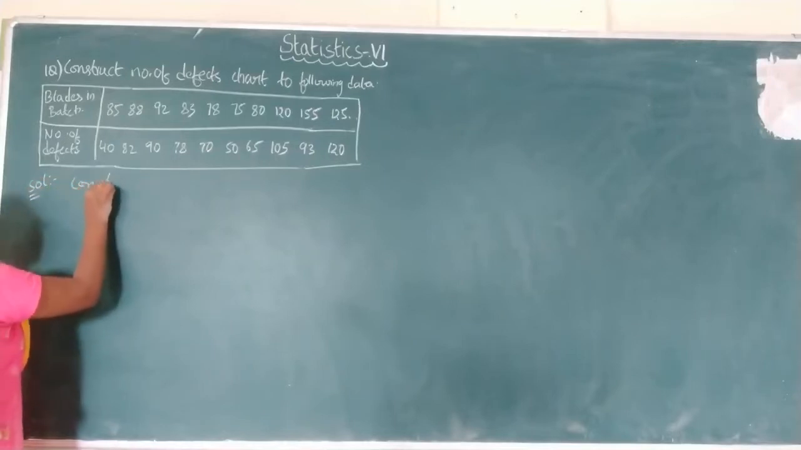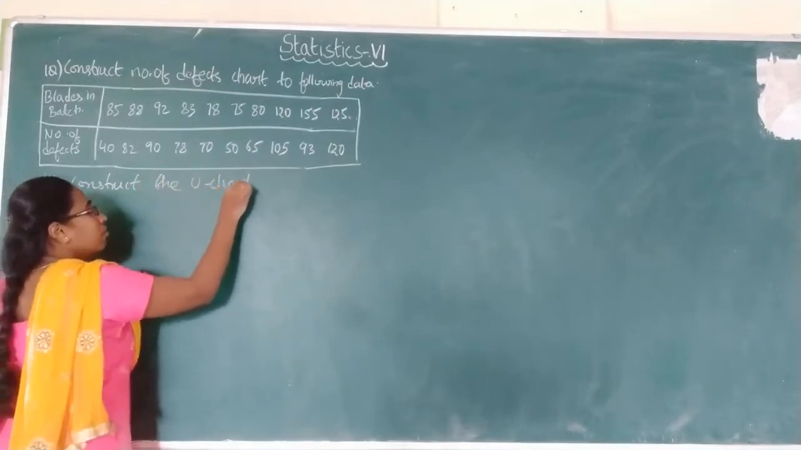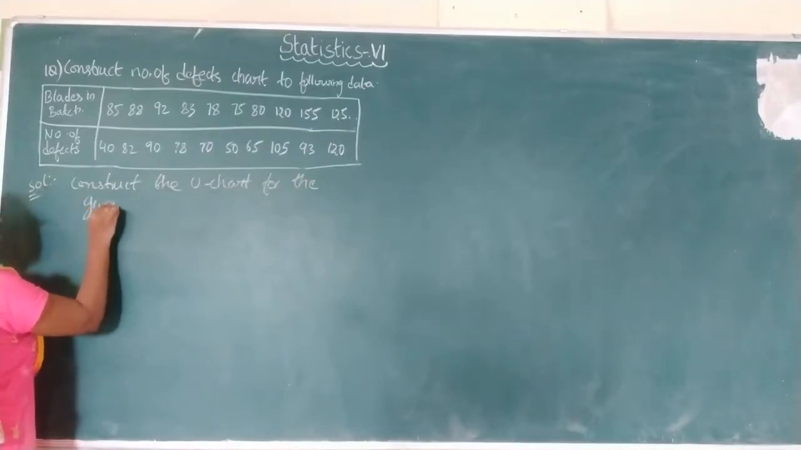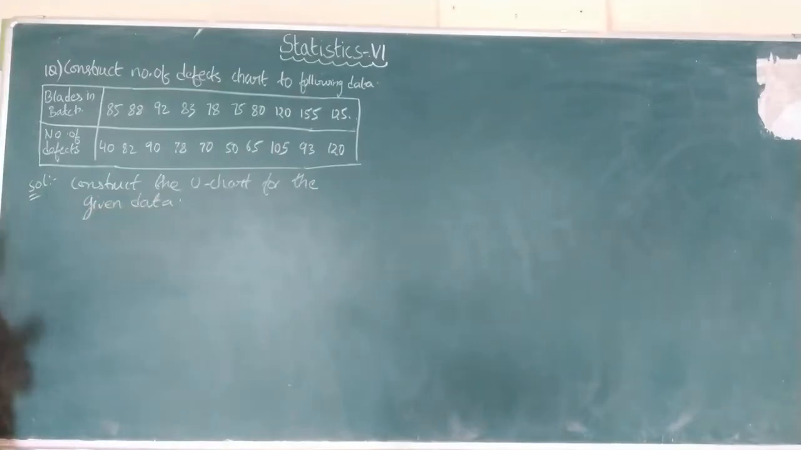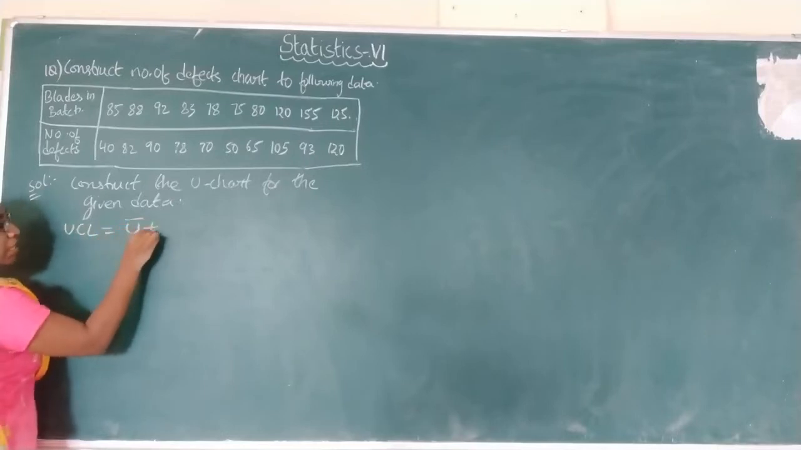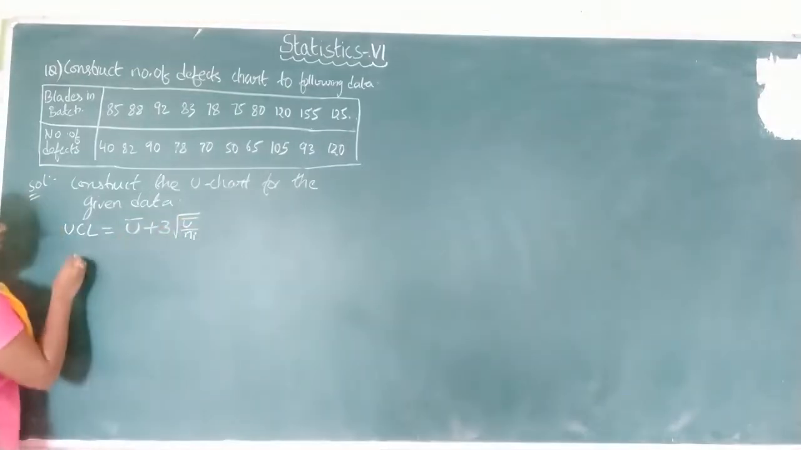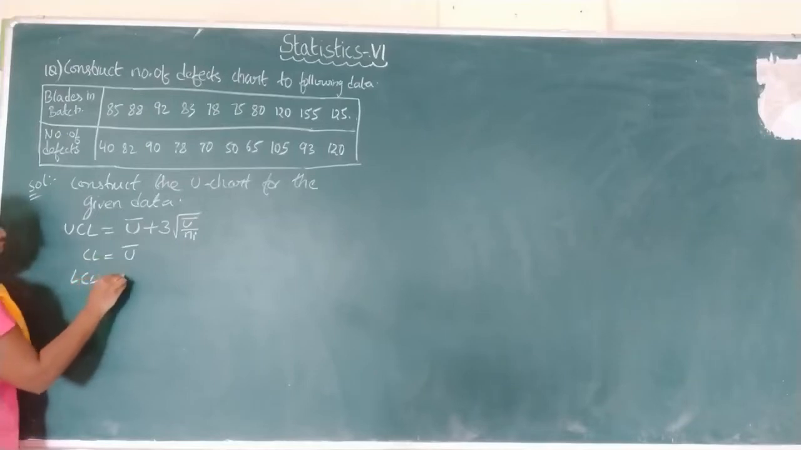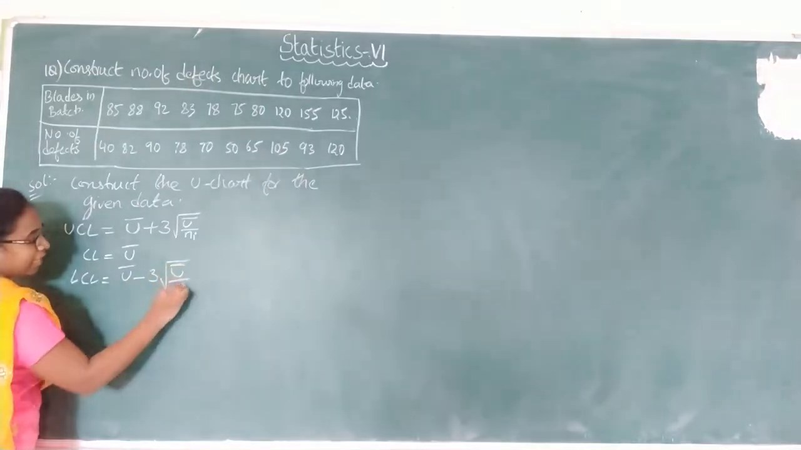Construct the U chart for the given data. So write down the control limits. What are the control limits? UCL equals U bar plus 3 into square root of U bar by Ni. CL equals U bar, and LCL equals U bar minus 3 into square root of U bar by Ni.